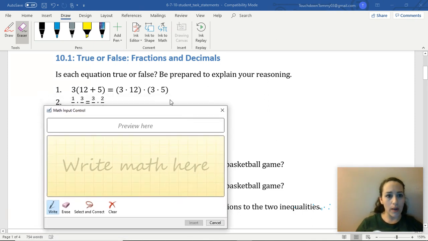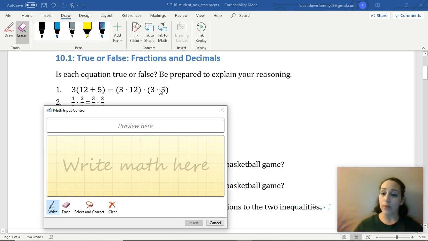All right, so I'm looking at question number 1 there, and I've got multiple processes, multiple steps on both sides of that equation. So anytime I've got more than one step, I need to think about the order of operations. So that's that PEMDAS, please excuse my dear Aunt Sally, or however you remember that.